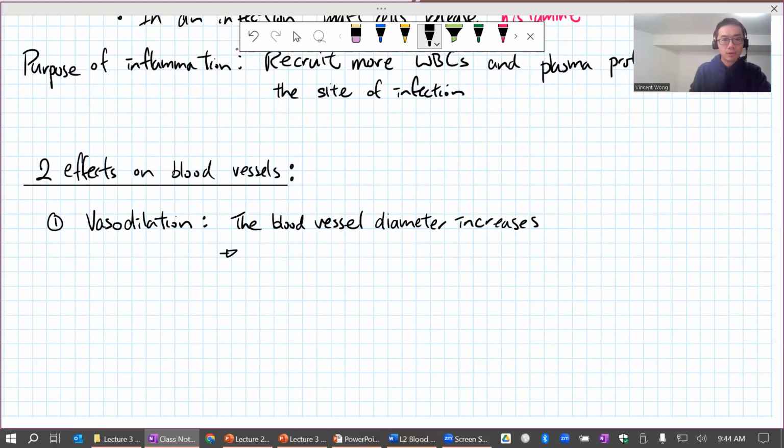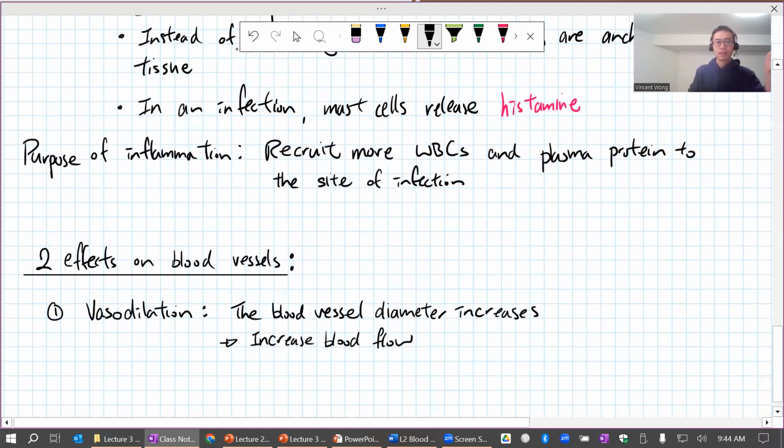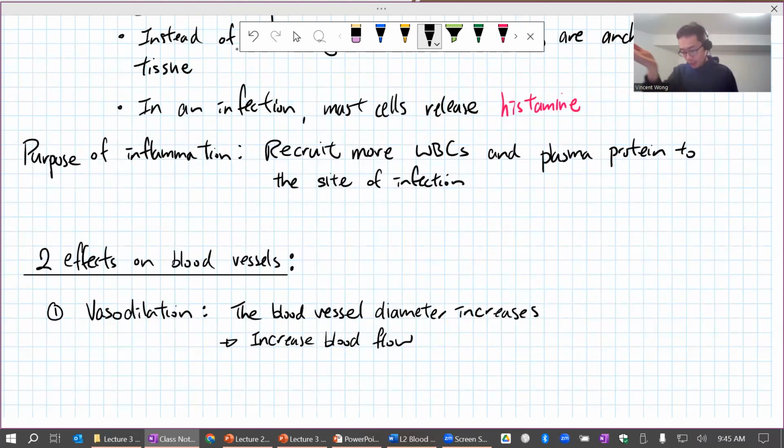And then what does that do? It increases blood flow. Okay, which totally makes sense if you think about it, right? Why? If we're trying to bring more white cells and plasma protein, then we want the blood flow to increase. We want more blood flowing to the infected area. And to do that, we need to make the blood vessels bigger. Okay, so increase blood flow.